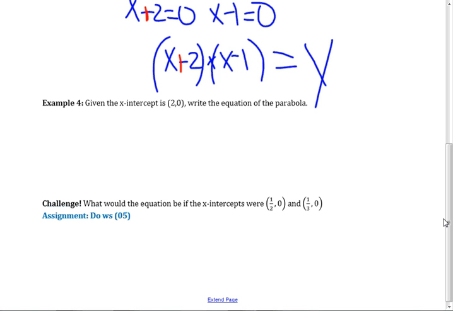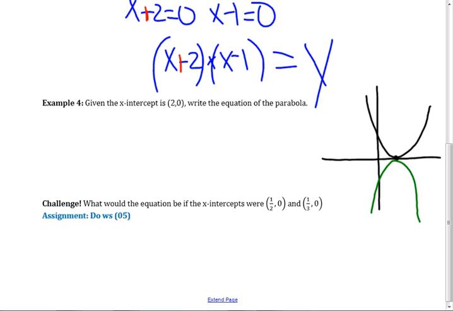Okay, there's only one x-intercept, so what does that look like? You know, there's some problems here with number 4. If I graph this, I have a parabola with the vertex at 2, 0, an x-intercept there. It has only one x-intercept. So it either looks like this, or it looks like this. And I didn't tell you which way it was. So there's two answers to this one. So what's x equal to?